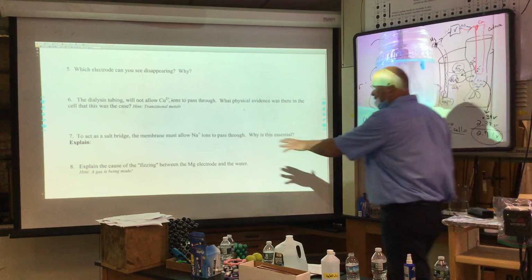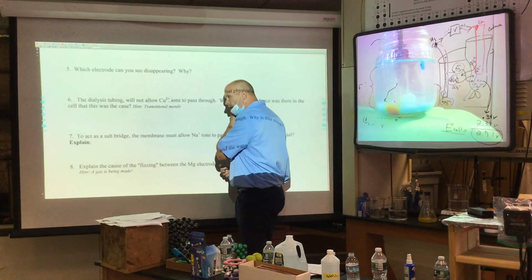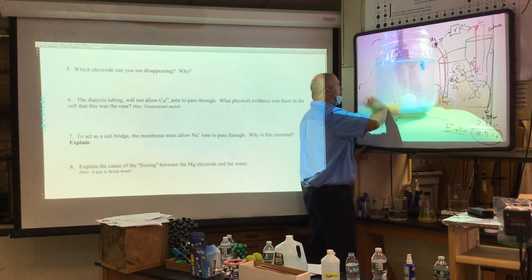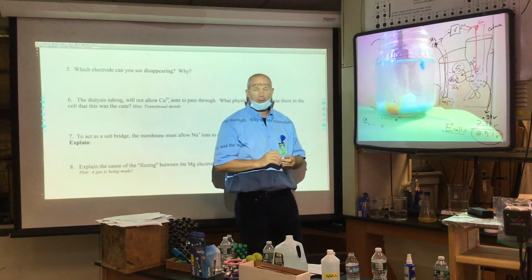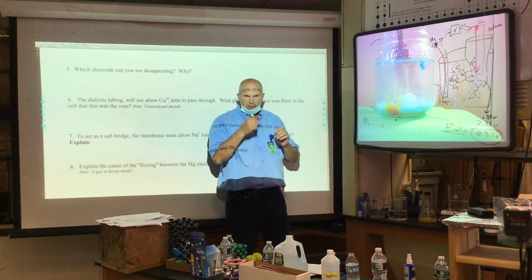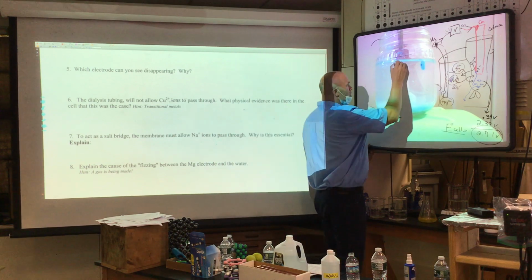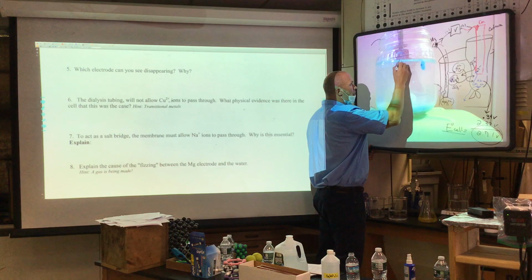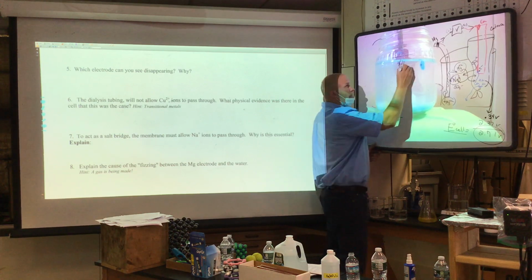Now, the fizzing. To explain the cause of the fizzing, this is important. Now, I'm not showing you today, but I have a video posted under Thursday where if you look closely, you can see some fizzing in the electrode. So when this electrode was here, there were bubbles. And anytime you've got bubbles, you created a gas.